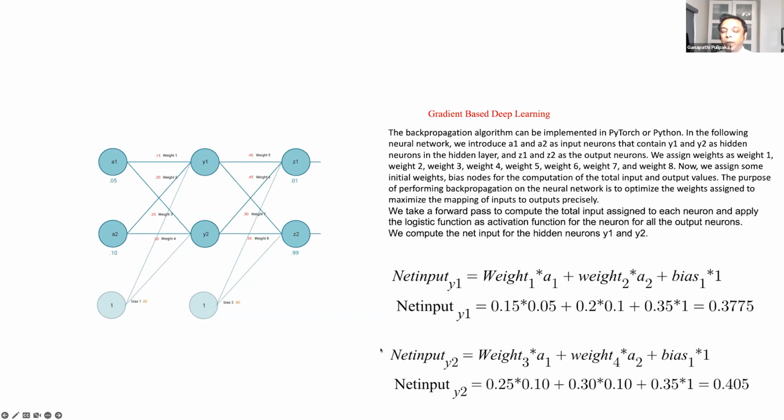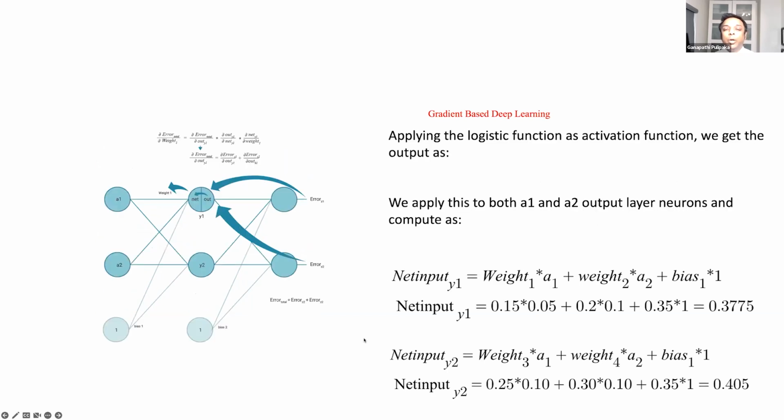and then we're going to similarly compute the net input y2 here. So we have now the net input y2 computed. Now we're going to take this logistic function as an activation function. We're going to apply it and then see.